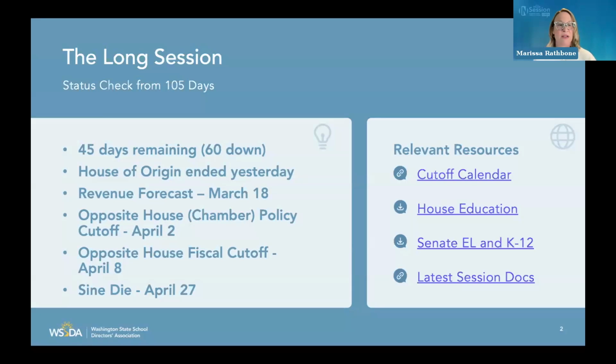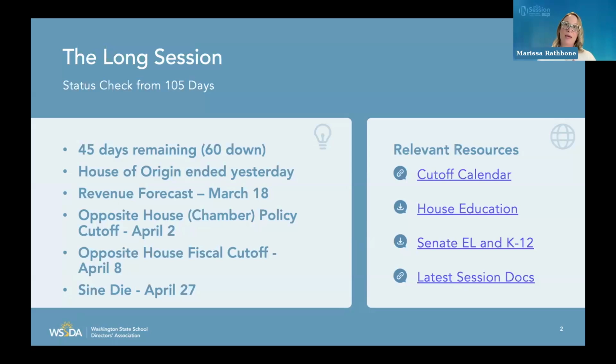I've said this many times, House of Origin ended yesterday. We'll see a revenue forecast come out next week that will inevitably influence how they're thinking about that cuts in revenue balance and which policies they need to support. Then we will also see policies continue to drop off the process at the next cutoff, which happens April 2nd, just right around the corner.